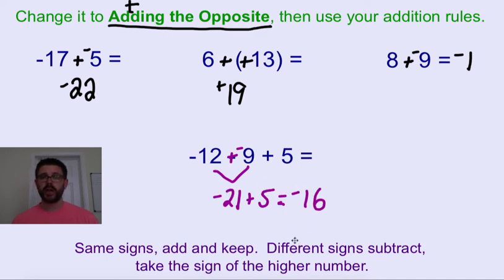So the whole key to subtraction is rewriting it as adding the opposite. Try not to do these in your head or just by staring at the screen. Write them down, rewrite them. It'll help catch some of those smaller mistakes as you're working through the problems.